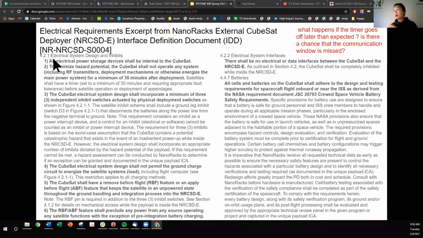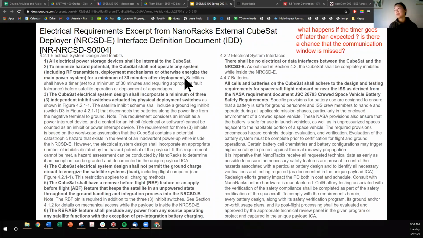Okay, so all electrical power storage devices shall be internal to the CubeSat. Got to be self-contained. To minimize hazard potential, the CubeSat shall not operate any system, including RF transmitter, deployment mechanisms, or otherwise energize the main power system, for a minimum of 30 minutes after deployment. So this 30 minutes after deployment happens when the P-pod deployer launches the CubeSat out with the spring. And so from that exit until 30 minutes after that exit, that's when the CubeSat can start to power on and start to do its RF and deployment things.